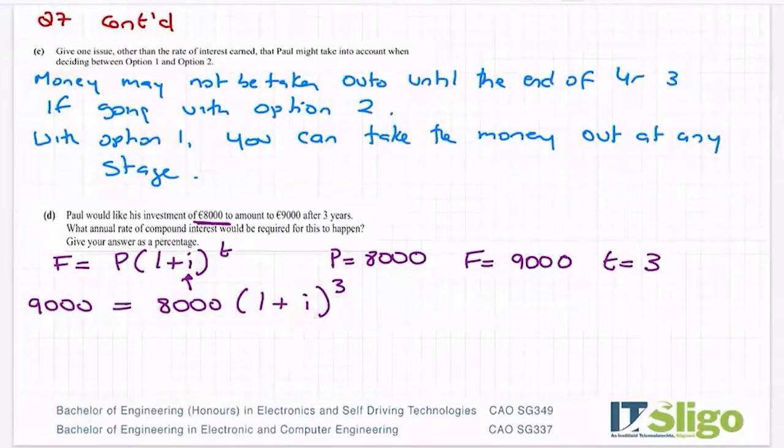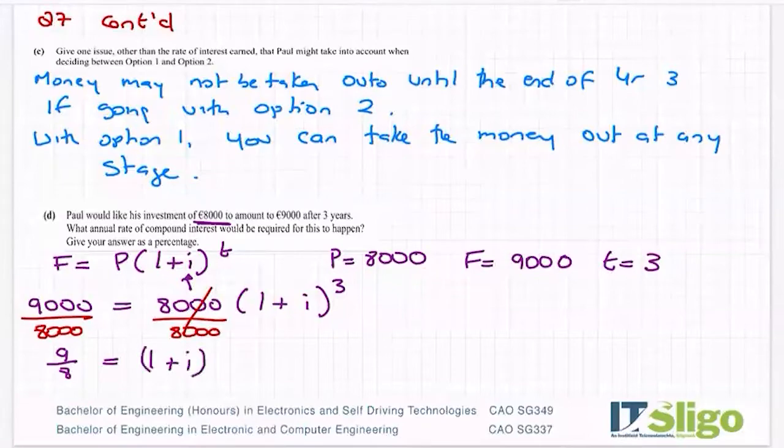So the easiest thing to get rid of first is the 8,000. The 8,000 is attached to this through multiplication. That's multiplied by that. Okay, so to bring it over the other side, you divide by 8,000 to cancel it, and what you do to one side, you must do to the other. Okay, so 9,000 over 8,000 is 9 over 8, and that's equal to 1 plus I to the power of 3.